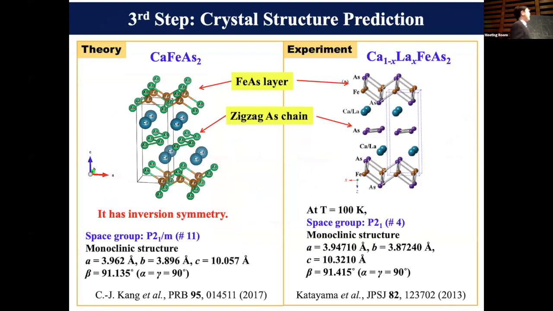Okay, we applied the evolutionary algorithm and found that the 1-1-2 compound has a monoclinic structure rather than the tetragonal one. This structure is consistent with the experiment. Both structures possess the zigzag arsenic chain and also an iron arsenic layer. So it indicates that the evolutionary algorithm provides a correct crystal structure.